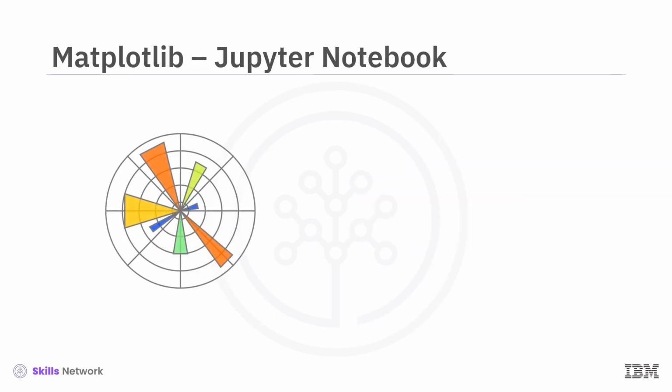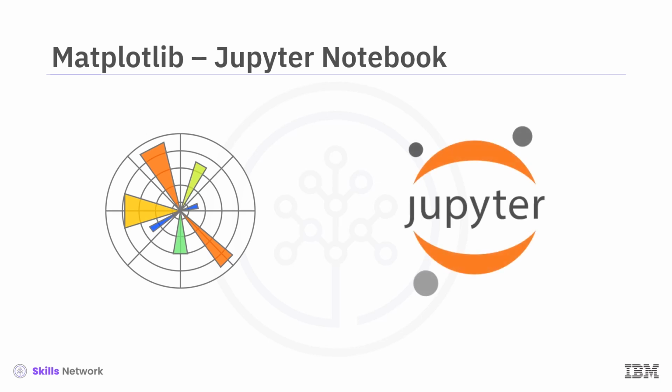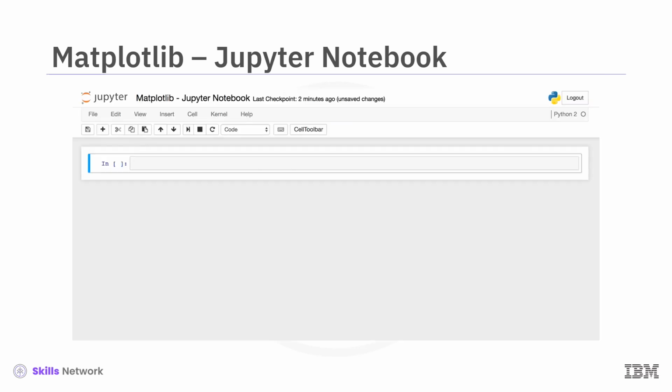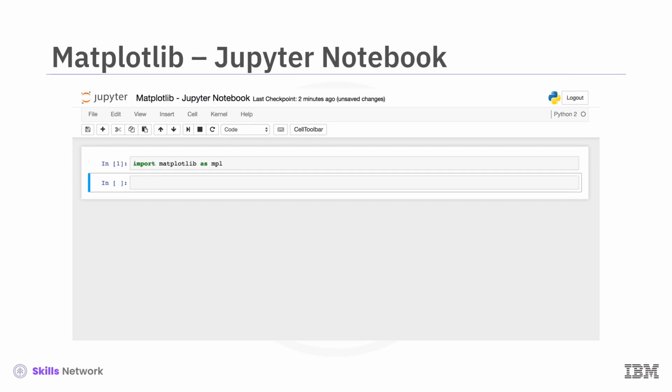Matplotlib is a well-established data visualization library that can be integrated in different environments such as Python scripts, Python and IPython shells, web application servers, and in graphical user interface toolkits. The Jupyter Notebook is also one of them. The Jupyter Notebook is an open-source web application that allows you to create and share documents that contain live code, visualizations, and some explanatory text as well.